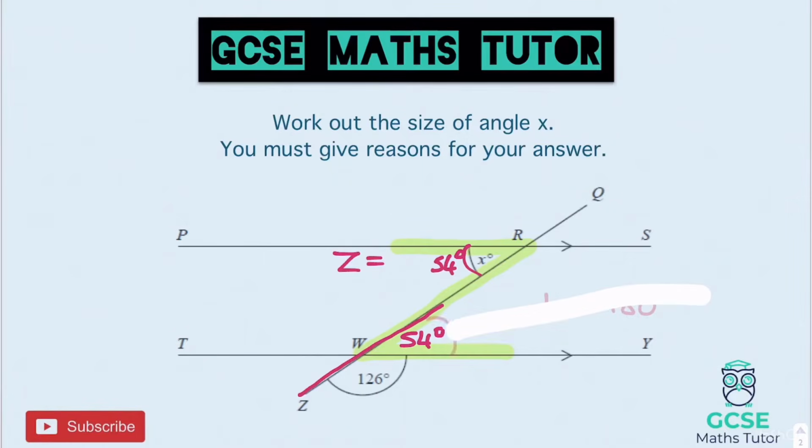Let's have a look at one more quick way of how you could have got there in another way. Before we move on, you could have done a similar one to what we did last time, so you could have done 126 here, and again vertically opposite angles are equal.